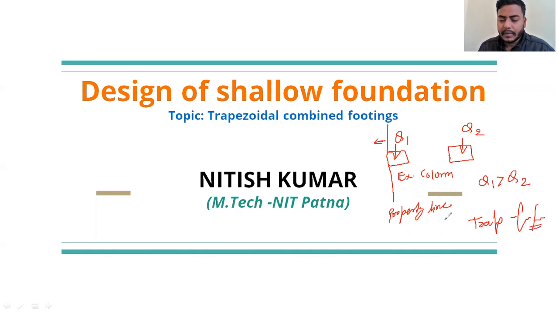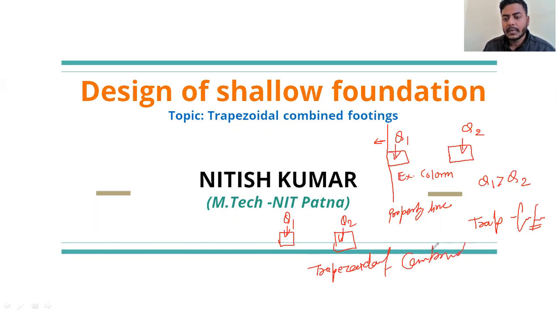In other cases also, suppose there are two columns. Q1 load is coming on the first column, and there is a Q2 load coming on the second column, and one column is heavier than the other column. So in that condition also we can go for the design of trapezoidal combined footing.